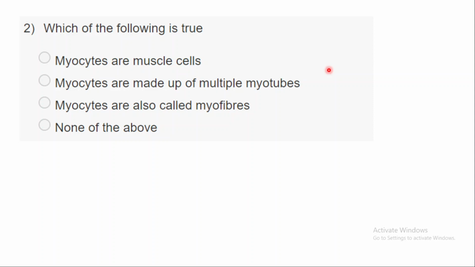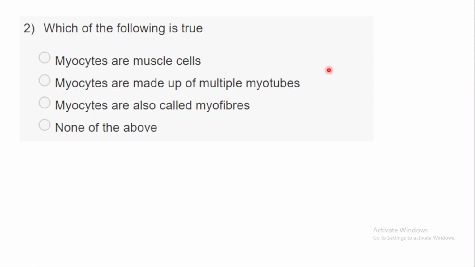Avinash is saying C. Dinesh Kumar A. Abhirami is saying A. Amarjeet also answered A. Oh, there are a lot of participants. It's great to see that people are actively participating. Vishnu Priya is also answering A, and Venkat is also answering A.